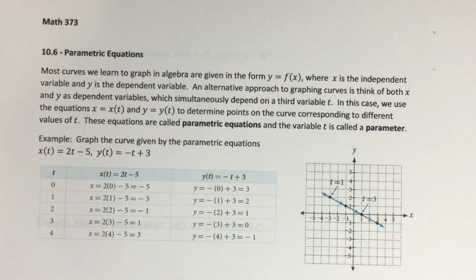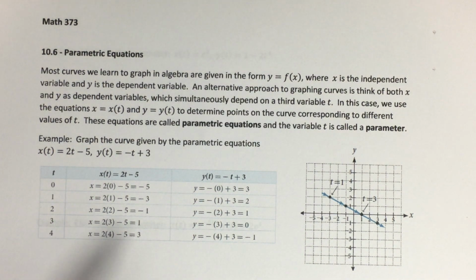So finally, 10.8 is a rather large section. It deals with vectors, which is primarily going to be of use in Calculus 3, pretty much exclusively. So let's go ahead and get into this.